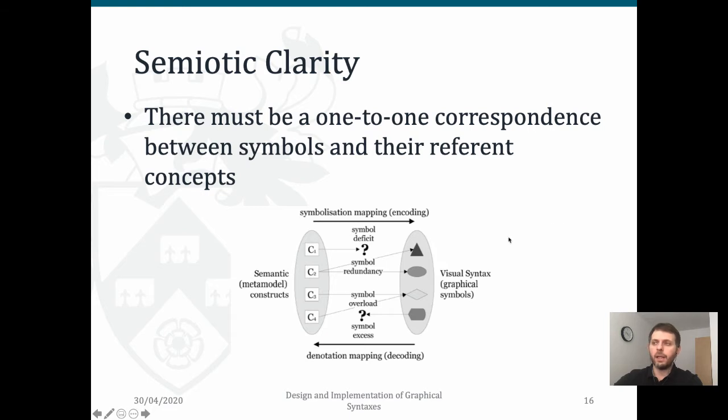On the flip side, we want to avoid symbol overload, so we want to avoid having several abstract syntax concepts being mapped to the same symbol. We want to avoid symbol excess, so symbols that have really no semantic meaning, and we also want to avoid symbol deficit. So we want to avoid constructs that have no mapping to the graphical syntax.